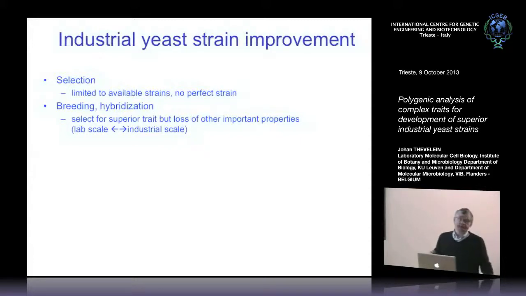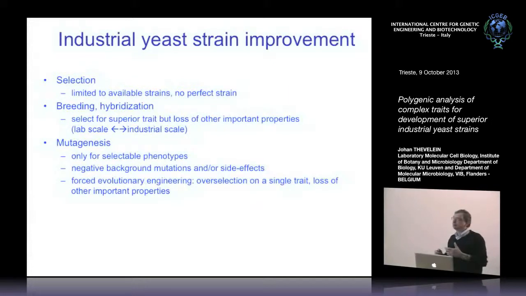You can also breed yeast strains. You can cross them. You can hybridize them. And then you can try to find a strain with a better property or better combination of properties. But you will also always lose properties when you breed strains. And especially for an industrial microorganism, this poses an additional challenge, because you can only check different strains at laboratory scale, while in big industrial scale, you can only check one or two microorganisms at most. So you can always have important properties that are lost at industrial scale.